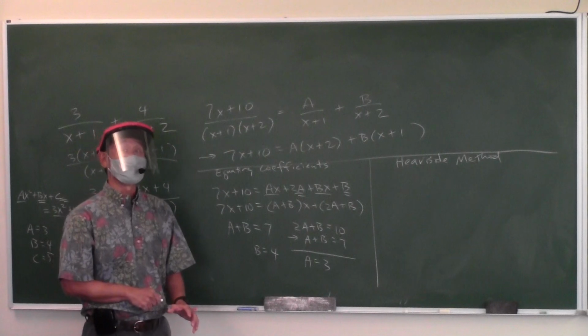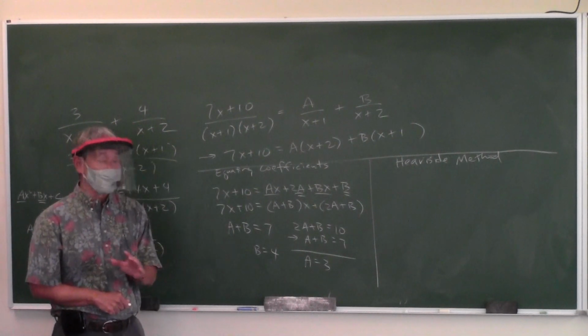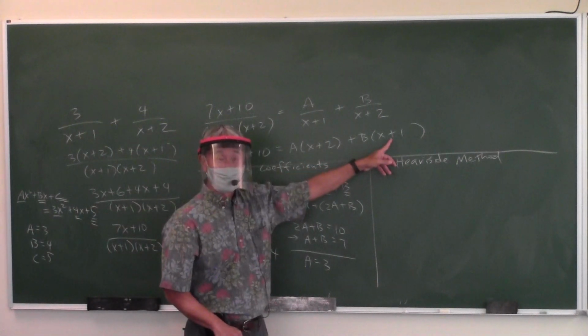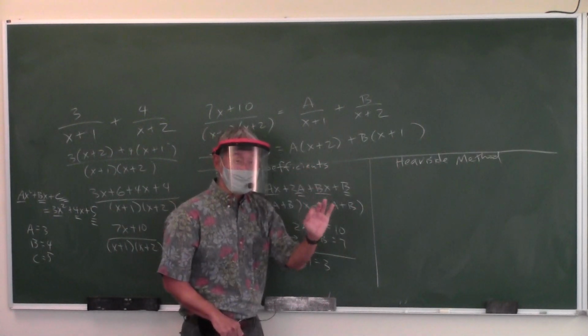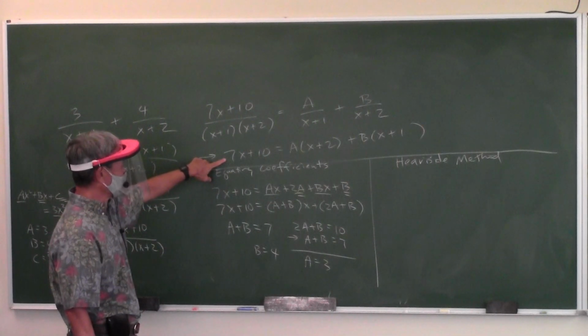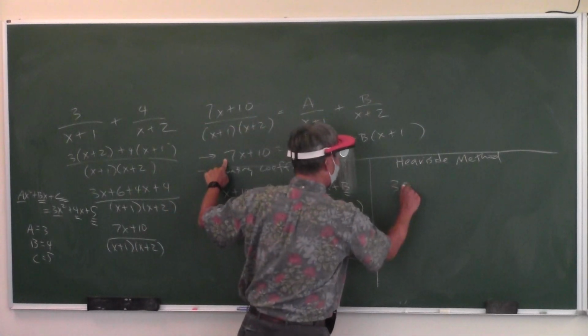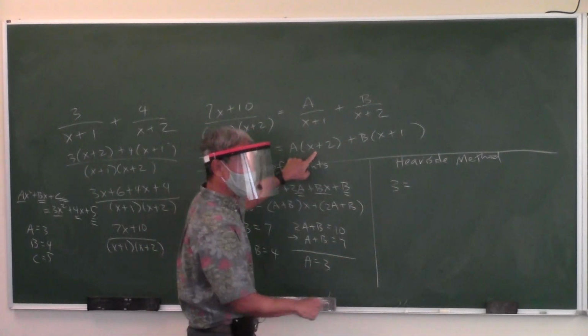How about -1? Why is -1 good? Because when you plug it in, this becomes 0. That's why it's good. Okay, let's do it and see what happens. Plug in -1 here. What do you get? 3. Okay, good. 3 equal, plug in -1 here.